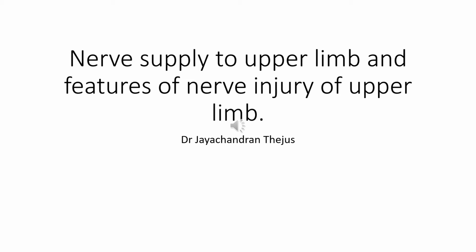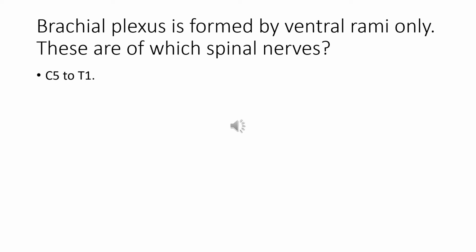Let us see how nerve supply to the upper limb goes, and let us also examine the features of nerve injury of the upper limb. Brachial plexus is formed by ventral rami only. These are of which spinal nerves? Answer: C5 to T1. So brachial plexus is formed by the ventral rami only of C5 to T1 spinal nerves.